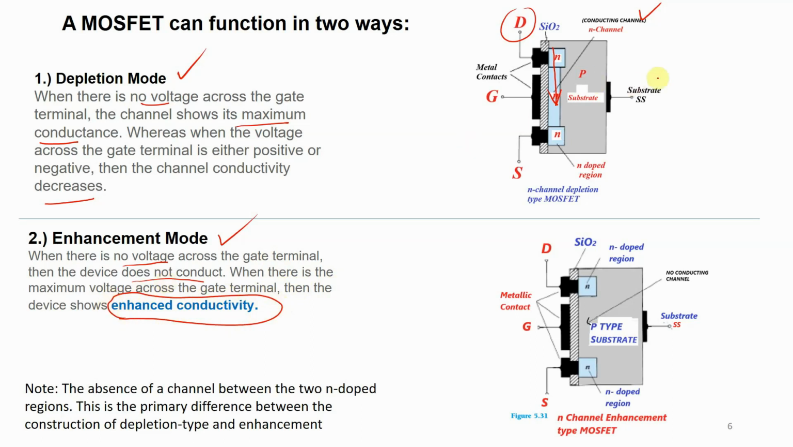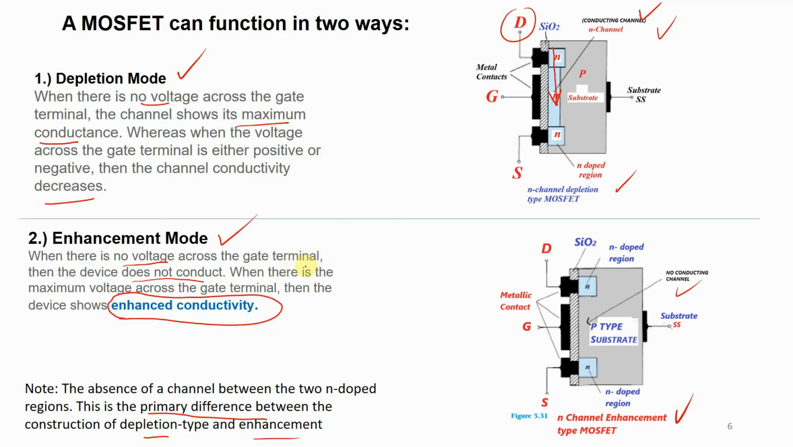Okay, let us just compare these two. This is a depletion type. This is an enhancement type. As you can see here, there is a conducting channel, and here there is no conducting channel. So this is the difference between the two. The absence of a channel between the two N-doped regions is the primary difference between the construction of depletion and enhancement type, right?